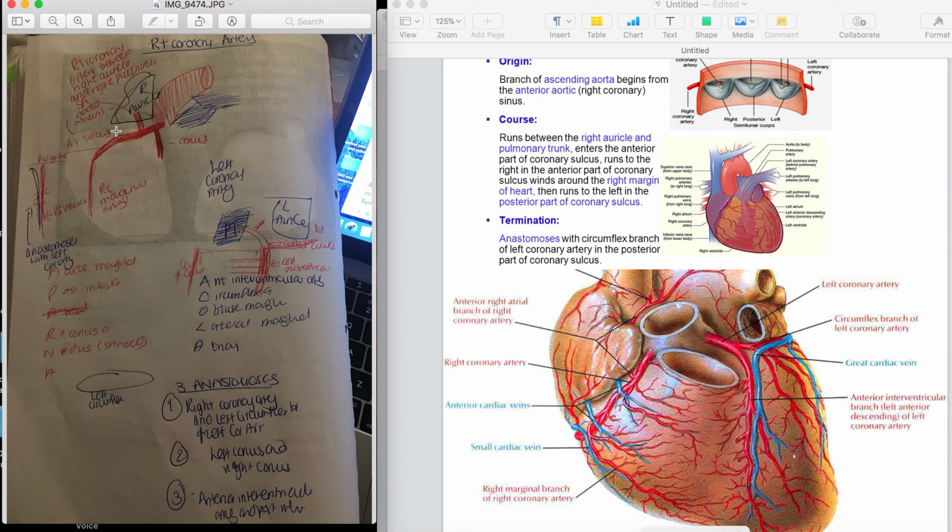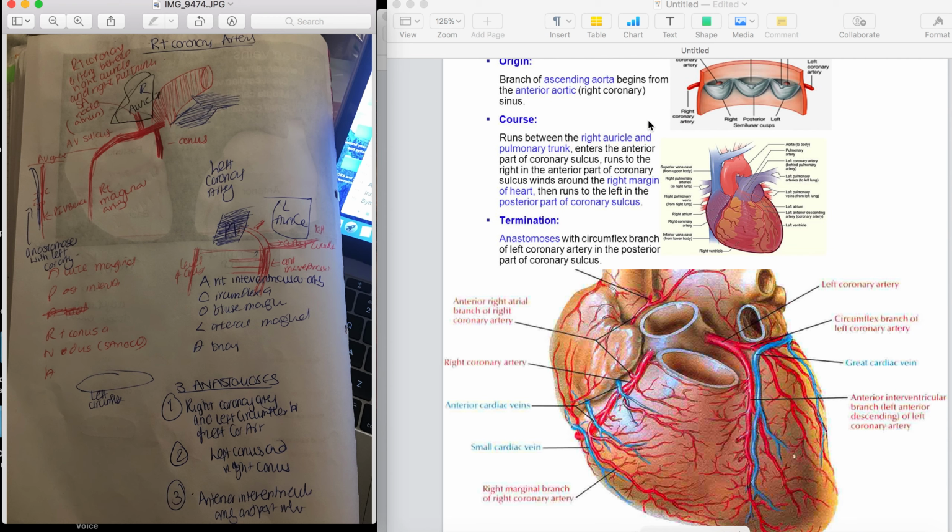Next, you also have going down, the mnemonic for the right coronary artery is APARNA: A standing for acute marginal artery, P standing for posterior interventricular artery, R standing for right conus, N standing for nodus, and A standing for I don't know what.